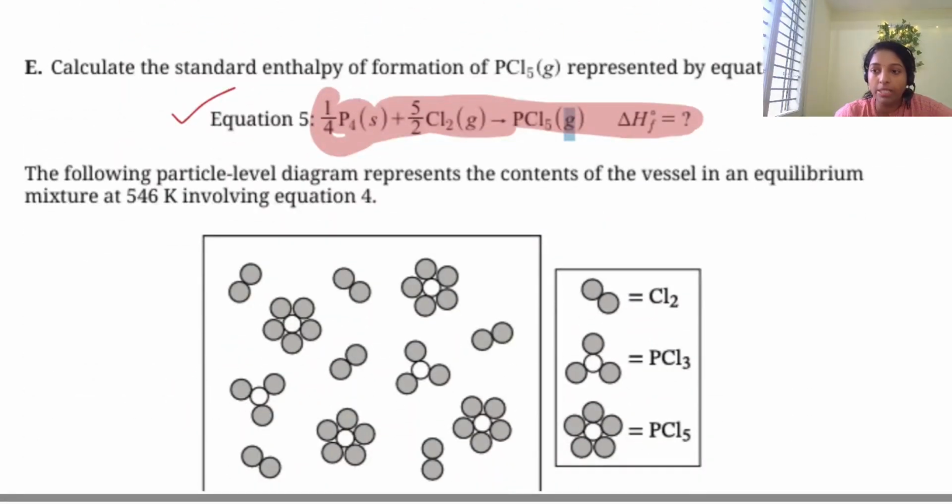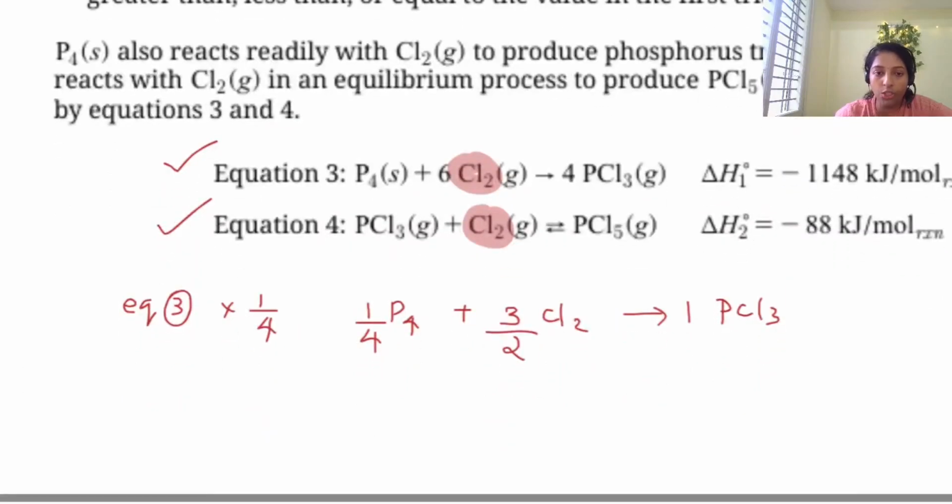And then PCl5. You need PCl5. So which equation contains PCl5? Yes, the second equation, equation 4. So we need PCl5 as a product, and just one PCl5 is needed. So equation 4 you can take as such. Just multiplied by 1. So PCl3 plus Cl2 gives PCl5.